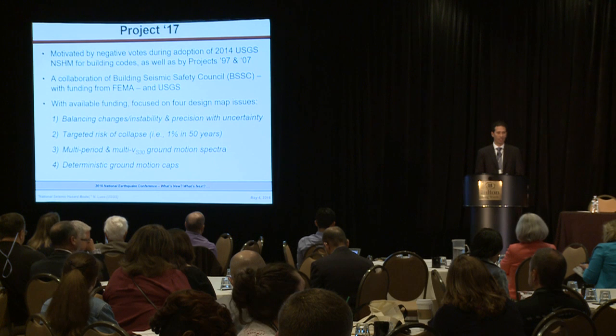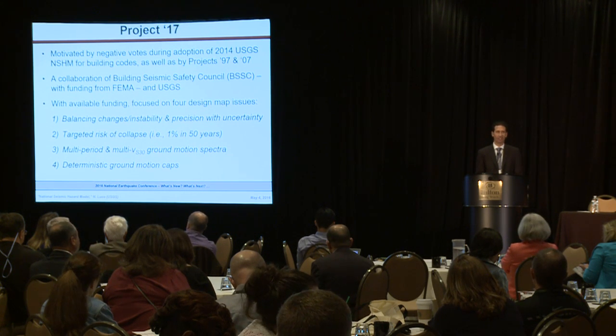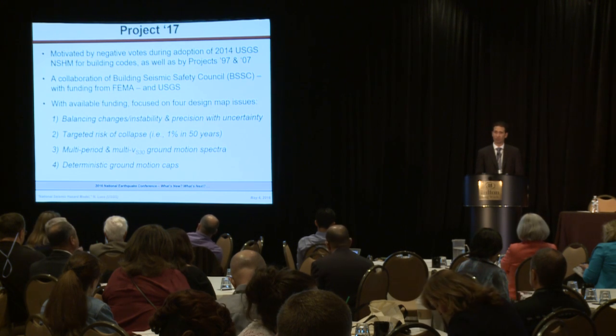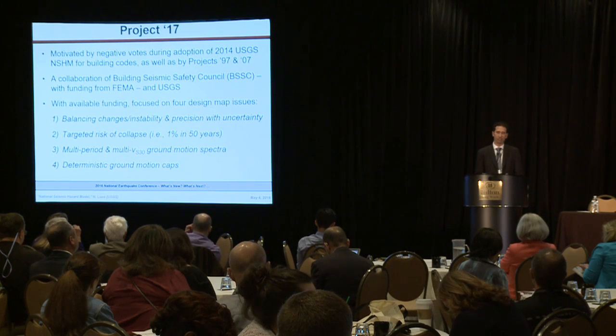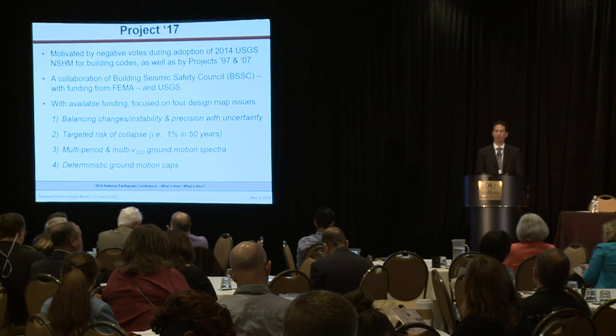Multi-period and multi-VS30 ground motion spectra, so more technical, but it's trying to use more information from the USGS rather than the limited 0.2 second, 1 second spectral acceleration values for a reference site condition that were used in the past. And then deterministic ground motion caps. So I mentioned that those are in California, resulting in elevated risk. Plus, they're hard to define nowadays with things like UCERF 3, which challenges the notion of having characteristic earthquakes, and that's typically what the building code has used in the past for deterministic.